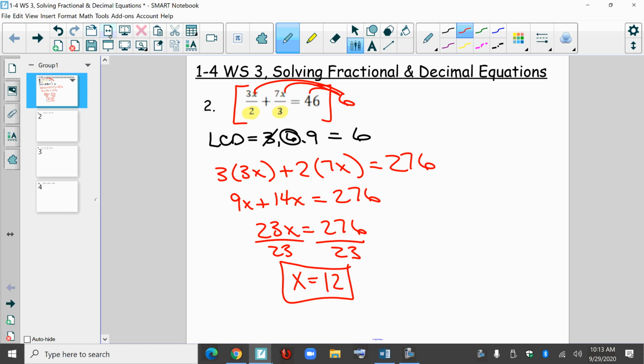And if you'd want to plug and chug the 12 back in for x, you will get 3 times 12 is 36 divided by 2 is 18. 7 times 12 is going to be 84. Divided by 3 is going to be 28. 28 and 18 gives you the 46.